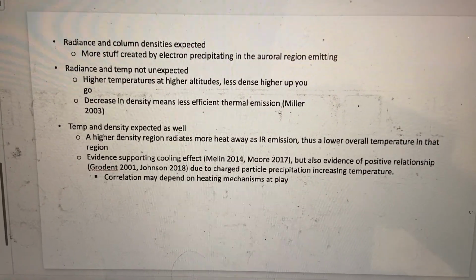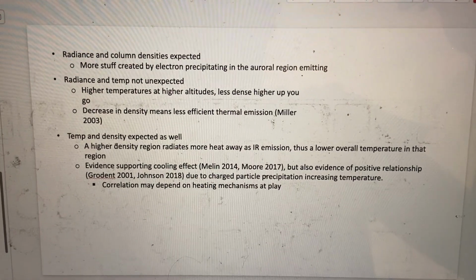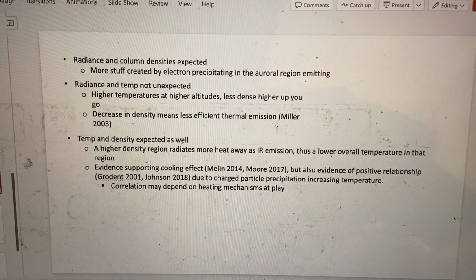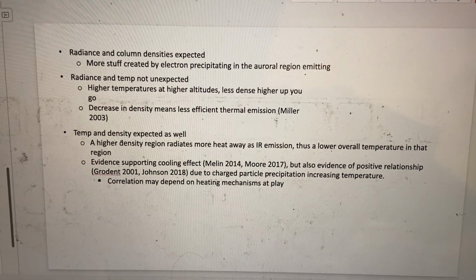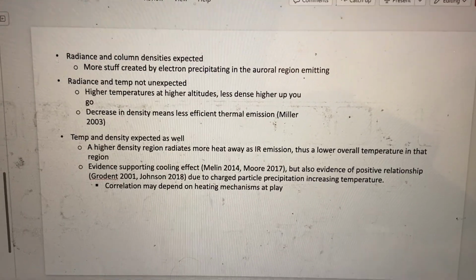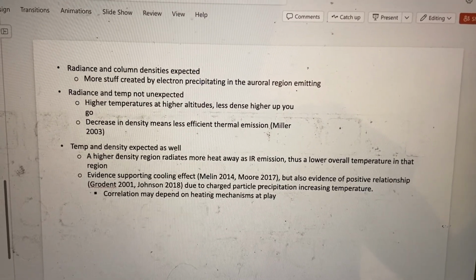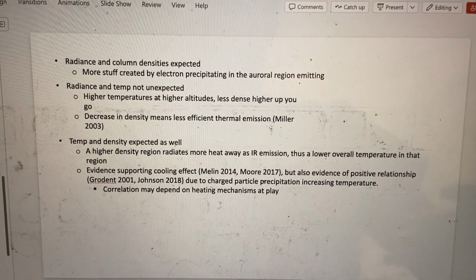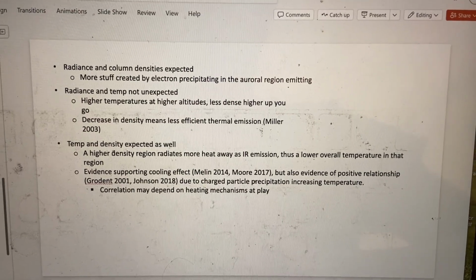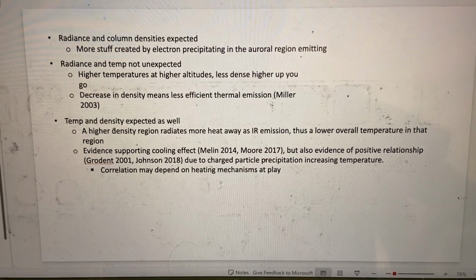Radiance and temperature, that also makes sense because higher temperatures are usually at higher altitudes, so it's less dense. That's why that value is only 0.38. And then temperature and density is expected as well, that negative 0.28. Yeah, negative 0.28, because higher density regions usually emit more energy, which means that region is usually cooler, so it's not as hot per se.